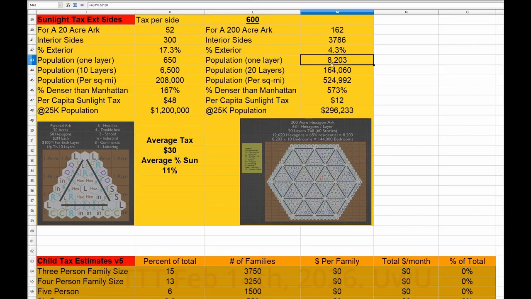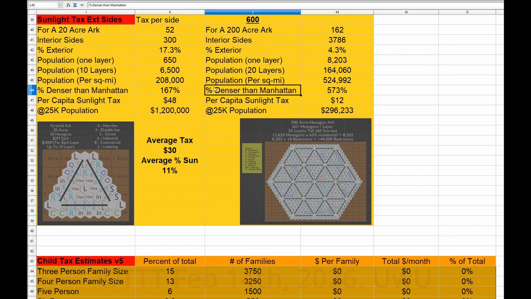You do the same thing for this larger arc, this 200 acre arc, 162 and 3,786. 4.3%. The population on one layer, population on 10 layers, population per square mile, percent denser than Manhattan. So we got 200,000 per square mile, 500,000 per square mile. 167% denser than Manhattan, 573% denser than Manhattan.